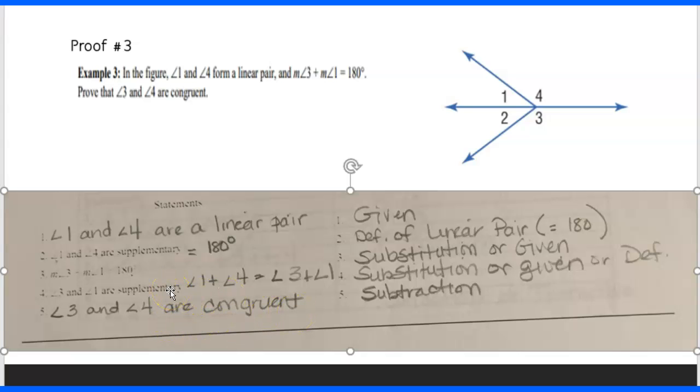So I'm not sure if they missed a step in here, or if I just added something unnecessary. But we do know that angle 3 and angle 1 are supplementary because of the definition. Supplementary means 180 degrees. But then I wanted to put something in there so that I could subtract out the angle 1s, and there's the subtraction, and be left with it. They are congruent. Hopefully that made sense.